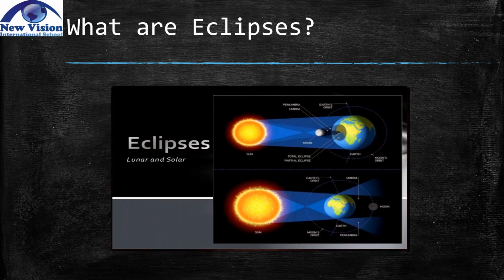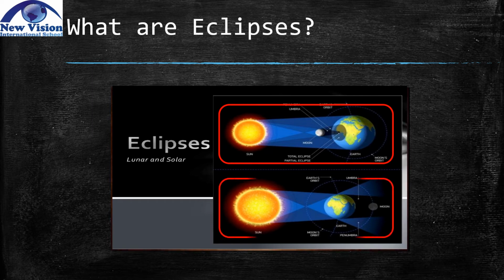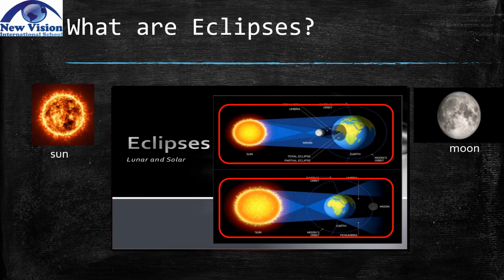There are two types of eclipses. We have solar eclipses and lunar eclipses. The words solar and lunar come from the Latin words for sun and moon.